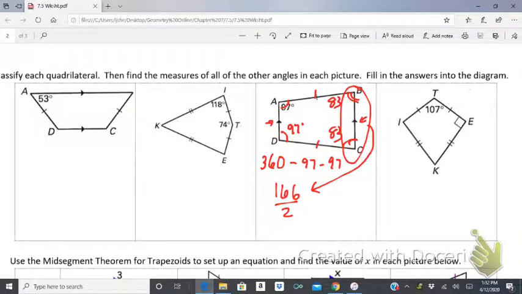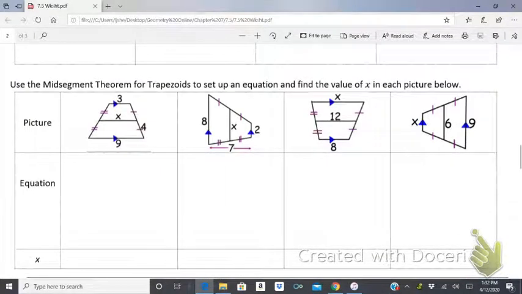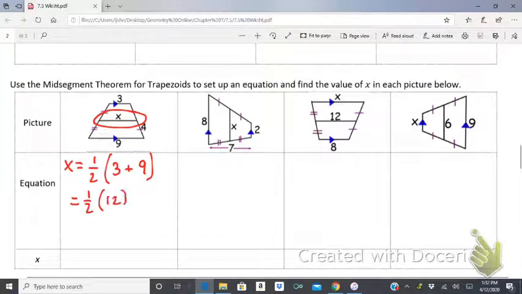The next one is, I'm going to do 2 of these ones. Okay, so the next thing, this is using the midsegment theorem. So I know the midsegment, x, is equal to, now this thing is always the midsegment. That's the thing that's going to be equal. So it's going to be x equals 1/2, and then it's going to be base 1 plus base 2. That 4 has nothing to do with anything. Okay, so it's going to be x equals half of 9 plus 3 is 12, and half of 12 is 6.